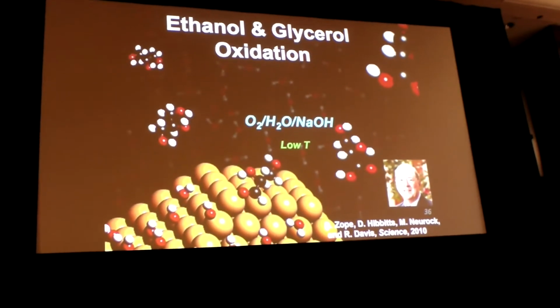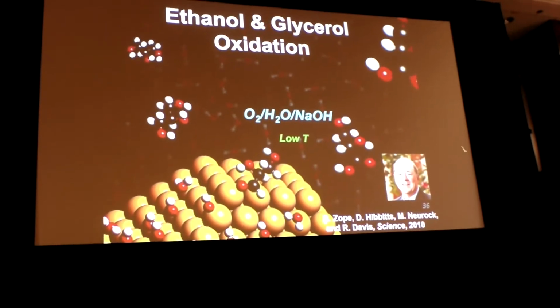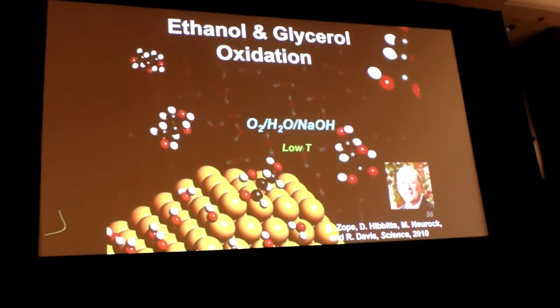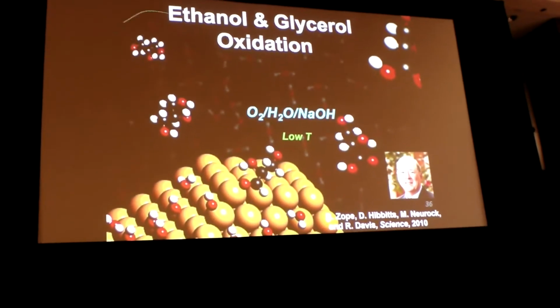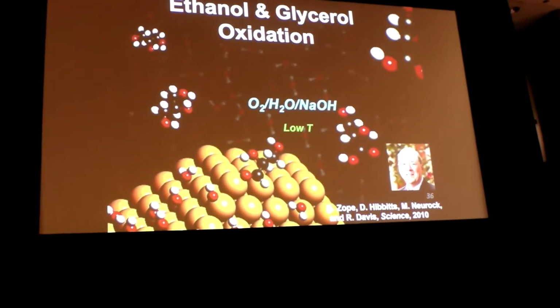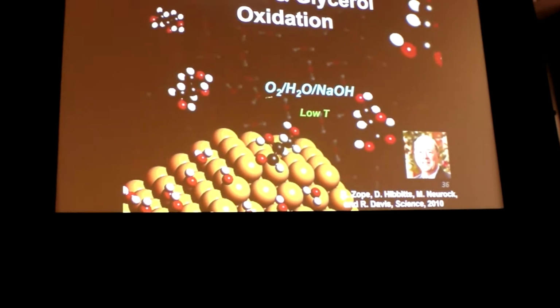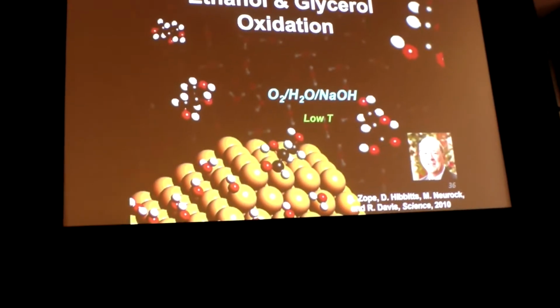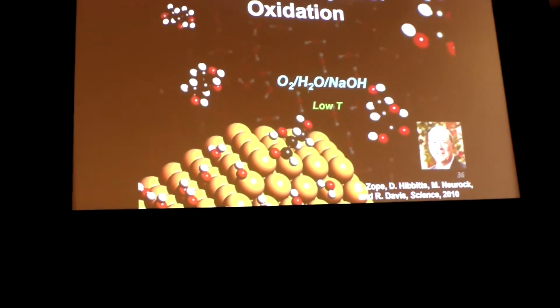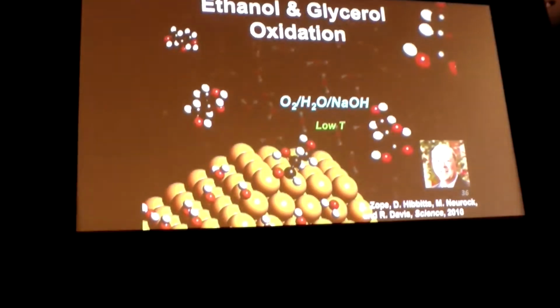My first example is work we did some years back now with Bob Davis. Bob elegantly showed that bulk gold can carry out the oxidation of polyols in the presence of oxygen, but you needed a little bit of base. You needed the oxygen, you needed base. This is in water, and it can be done at low temperature. I won't go through all of the details.